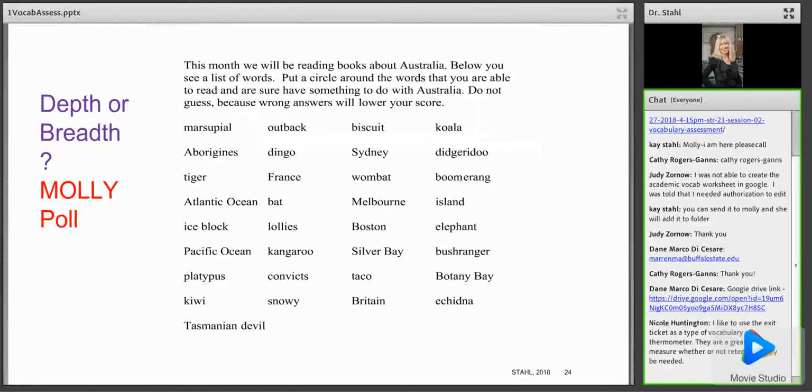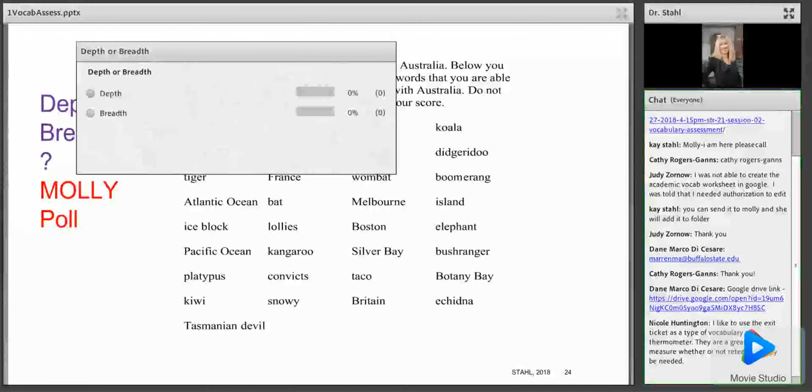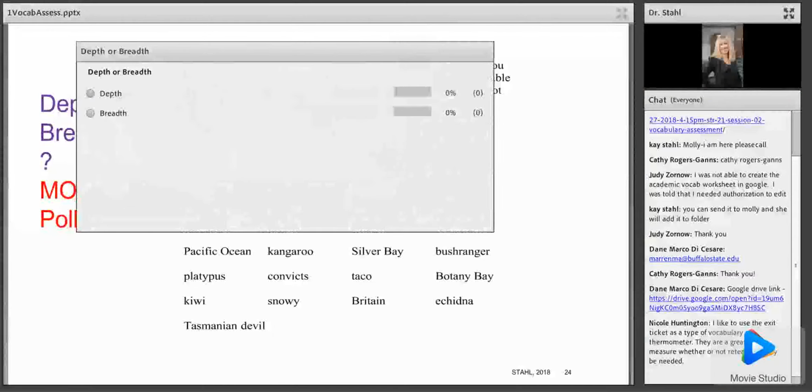And so you see here I had several words that were related to Australia, but others that were not, like Atlantic Ocean, all right? So what they would have to do is then identify which words had to do with the unit. So Molly, now we're ready for the poll. What do you think, folks? Is this an assessment that is measuring depth of knowledge or breadth of knowledge?